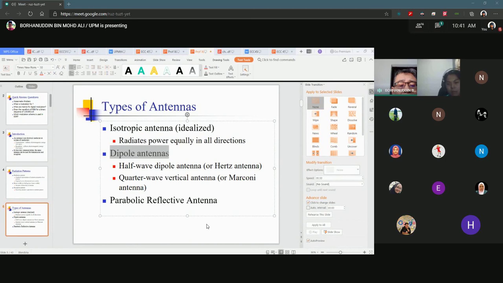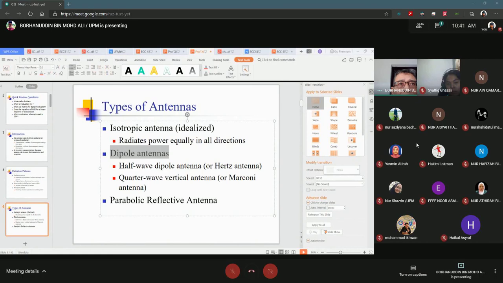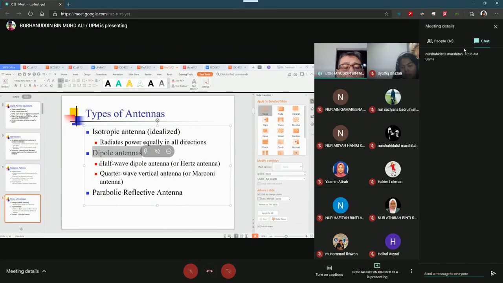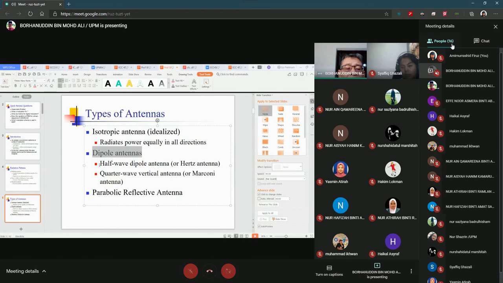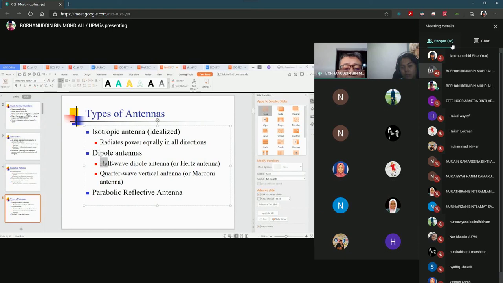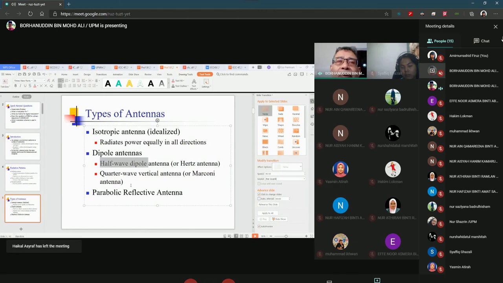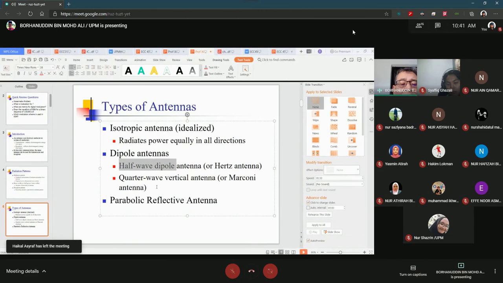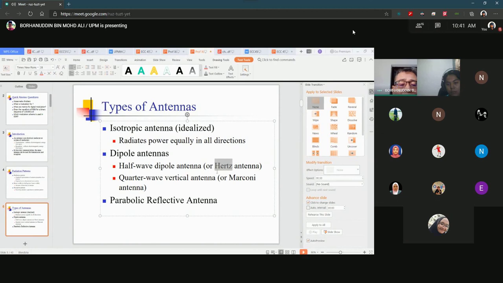Now the basic practical one is the dipole. Dipole means it has two parts. One goes in one direction, the other in a different direction, and you feed at the center. It is half wave, so one of its elements is equivalent to half of the wavelength of the signal that you want to transmit. Sometimes they call it the Hertz antenna.